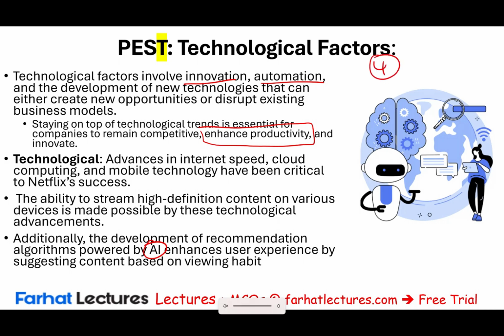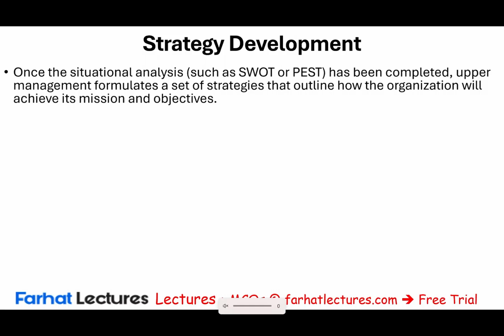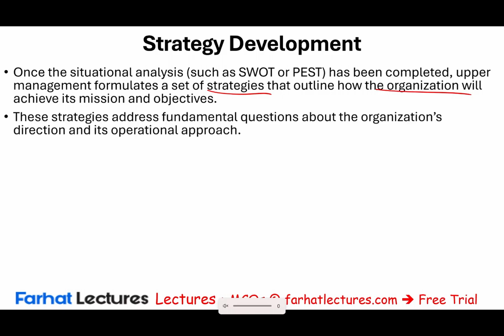Remember, PEST and SWOT are important to study what you need to study. Then you start to develop a strategy. So once the situational analysis, SWOT or PEST or both, has been completed, now you sit down and you start to formulate a set of strategies that outline how the organization will achieve its mission that was set up in step 1, and its objectives. So these strategies will address the fundamental questions about the organization's direction and its operation.